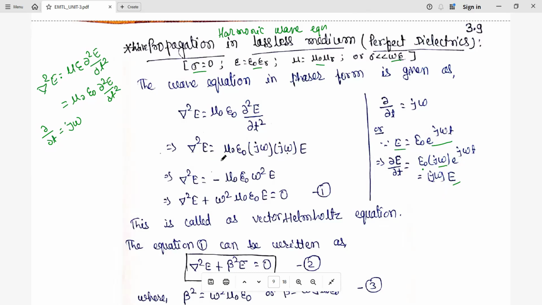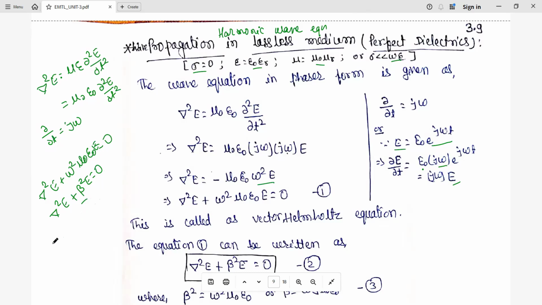So finally, now we have the expression del square E equal to minus mu naught epsilon naught omega square E. Now we take the left side, so you have del square E plus omega square mu naught into epsilon naught equal to 0. Now we are going to compare this, with this capital E also here. This equation we can write in the form of del square E plus beta square E equal to 0.